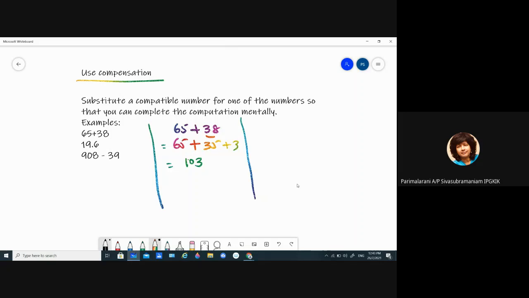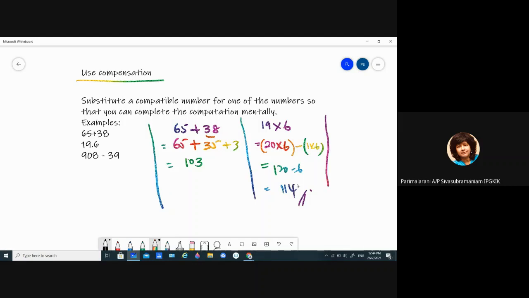Another example will be 19 times 6. If 19 times 6 is difficult to do, we change this to an easy number, 20 times 6. We know that 20 times 6 is one more group of 6. If this is one more group of 6, we have added on one group of 6, then we must minus one group of 6. So 20 times 6 is 120, minus 6 is 114. Again, just to stress and tell you that all this is done mentally.